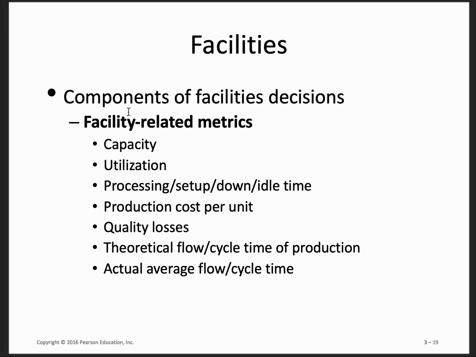The components of facility-related metrics that you usually look at are: what is the capacity of a location, what is the utilization, how much capacity do you have and what part of it are you using, when is the facility up, when is the facility down, how many people do you have in it, the production cost per unit, losses, quality losses, flow times, cycle times. There are lots of different metrics related to facilities, based upon whether you're doing production or storage. A lot of other things also come into play.